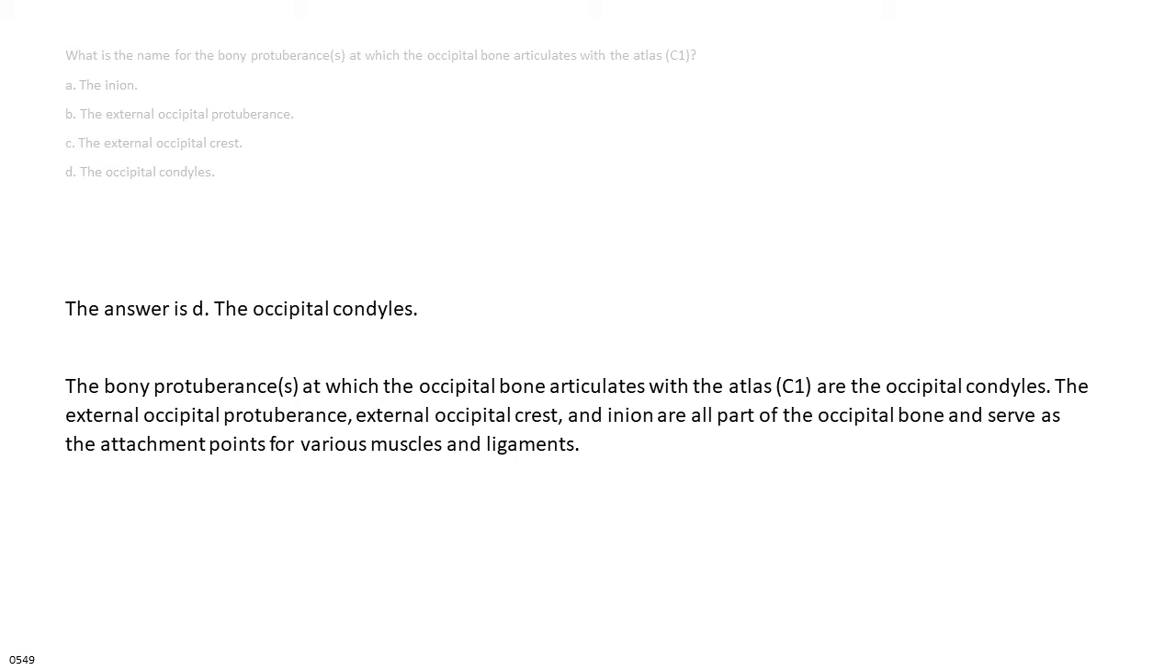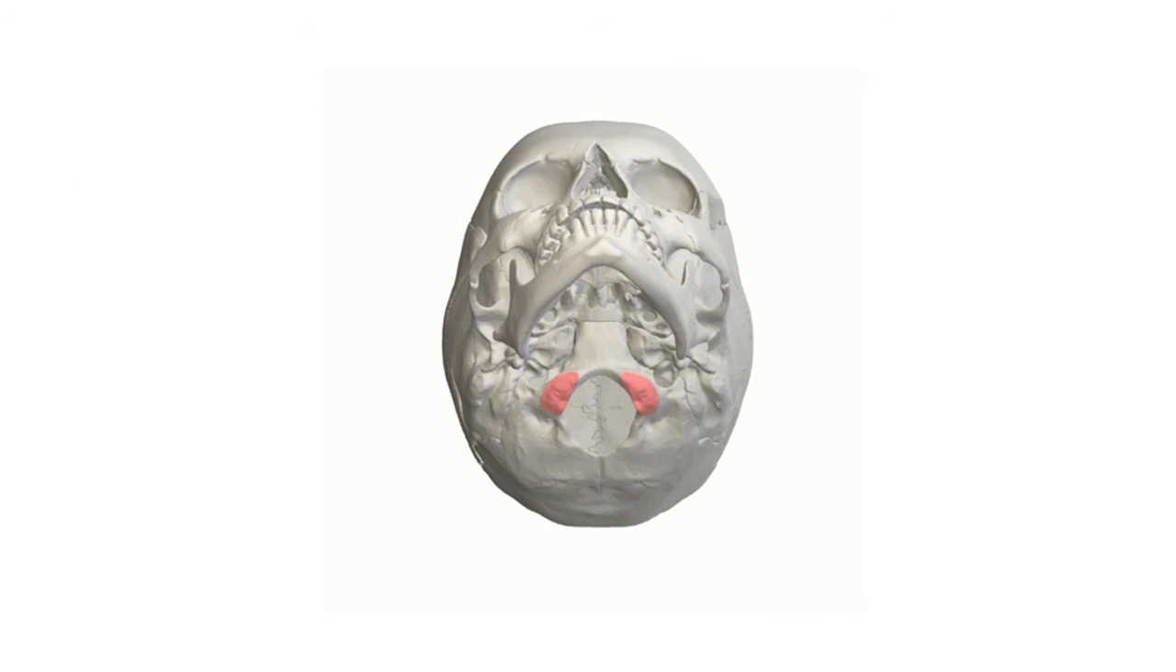The answer is D. The occipital condyles. The bony protuberances at which the occipital bone articulates with the atlas, C1, are the occipital condyles. The external occipital protuberance, external occipital crest, and inion are all part of the occipital bone and serve as the attachment points for various muscles and ligaments.